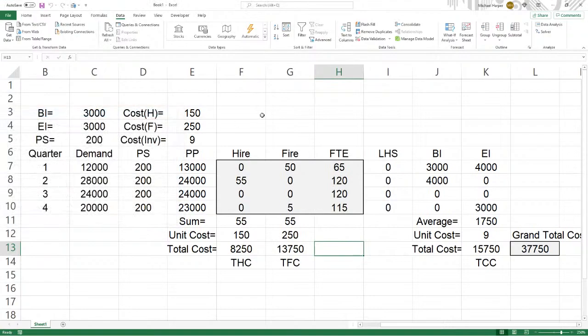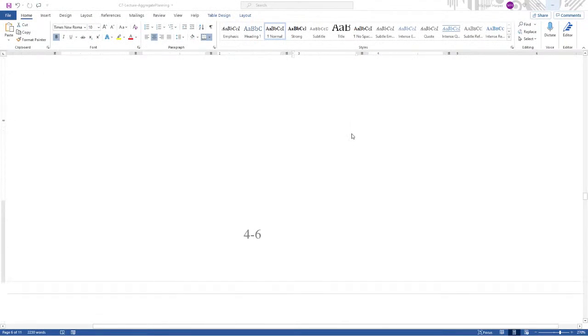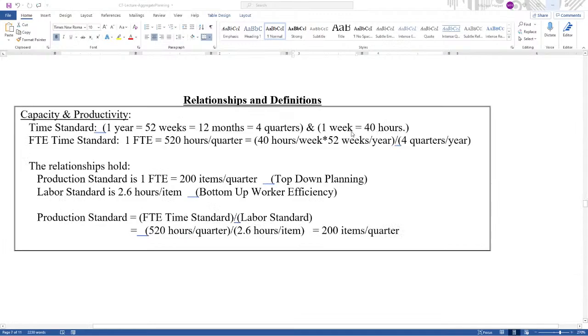So my point is, once you have this set up, if you understand the characteristics, then you can have different types of plans. Okay, I call this my level 2. Now level 3, relationships and definitions. So let's go a little bit deeper.